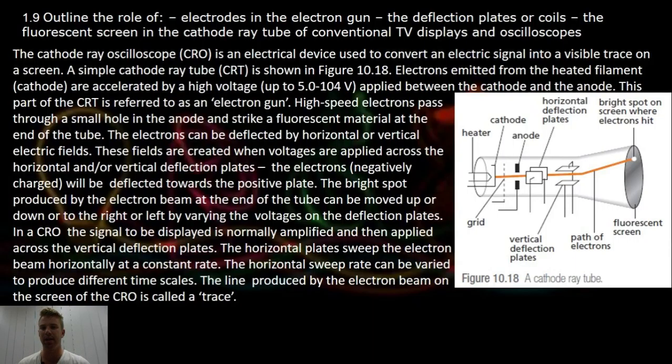So high-speed electrons pass through a small hole in the anode and strike a fluorescent material at the end of the tube. The electrons can be deflected by horizontal and vertical electric fields. Can you highlight that for me?